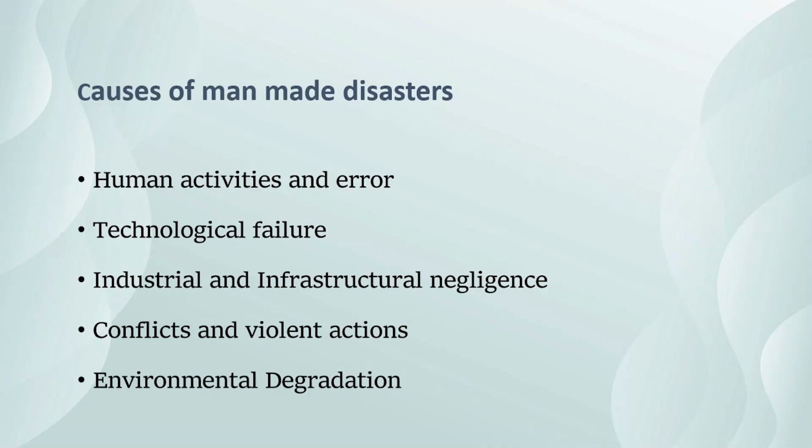Environmental degradation: unsustainable practices such as deforestation, population explosion, pollution, overexploitation of resources, and poor land use planning can cause long term degradation of the natural environment, often leading to insidious disasters, the slow disasters that happen. For example, soil erosion, desertification, and climate change.